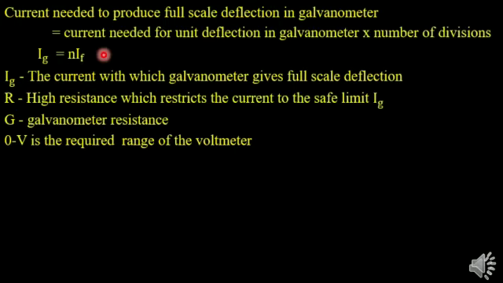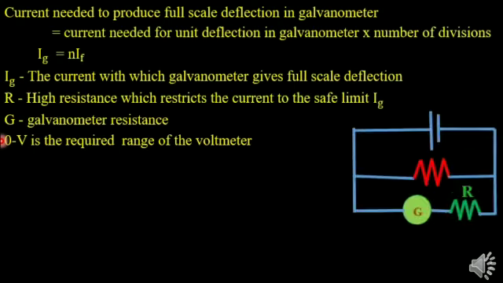Ig is the current with which the galvanometer gives full-scale deflection. R is the high resistance which restricts the current to the safe limit Ig. G is the galvanometer resistance. 0 to V is the required range of the voltmeter. V is the potential difference of the cell.